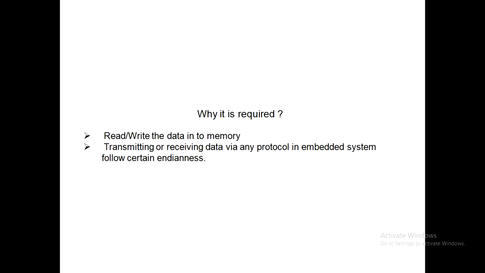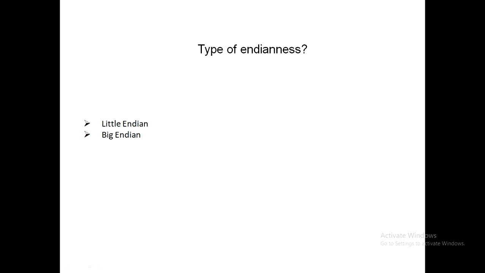Another question: why is this bit ordering, or Endianness, required? To read or write data into memory, and to transmit or receive data via protocols, an embedded system follows a certain Endianness. That's why Endianness is required.